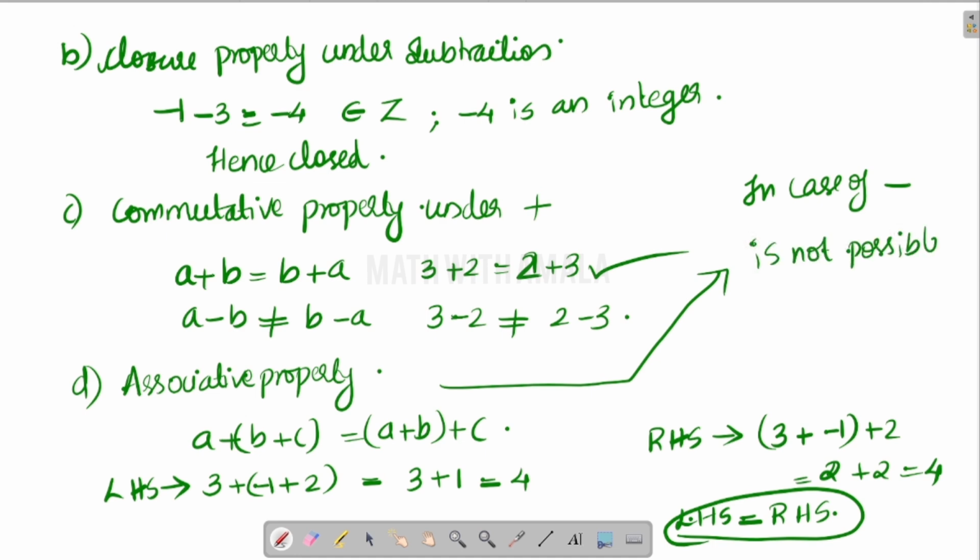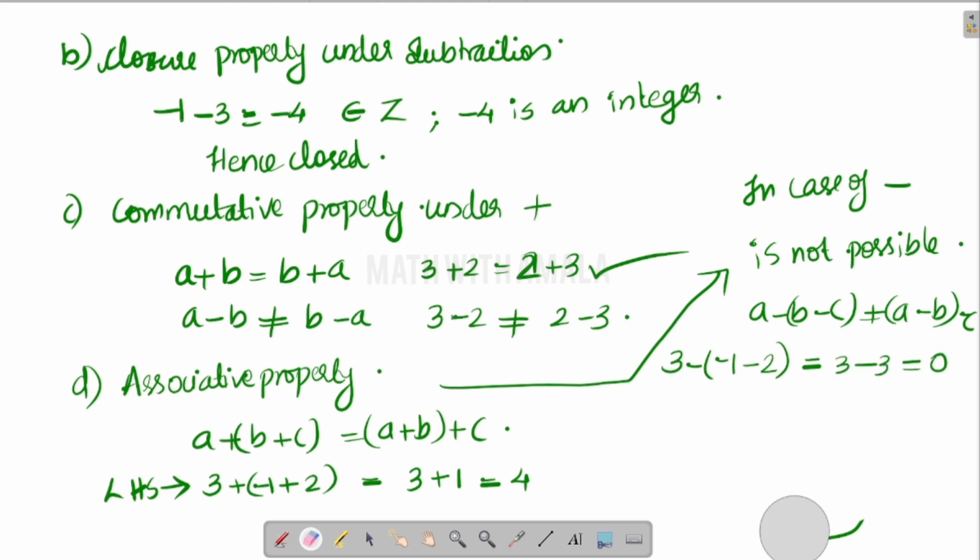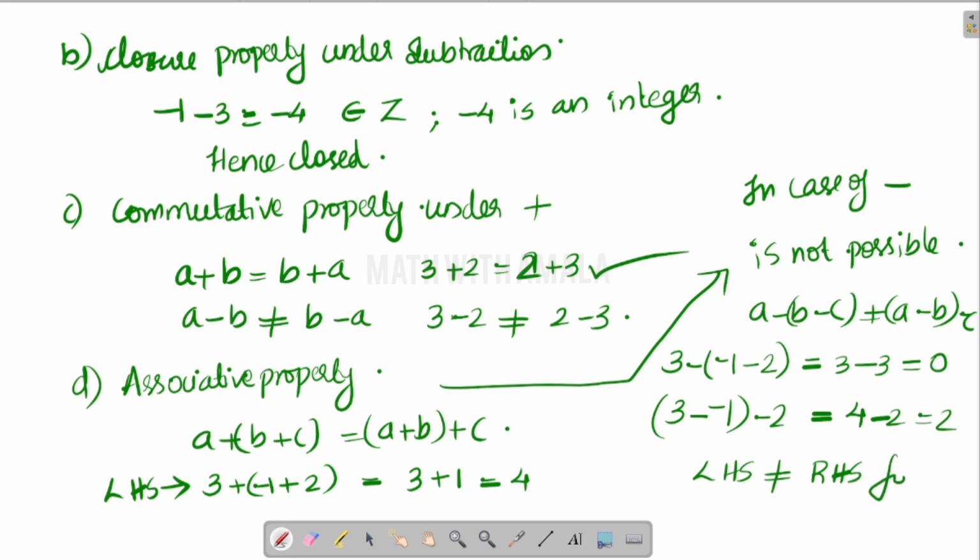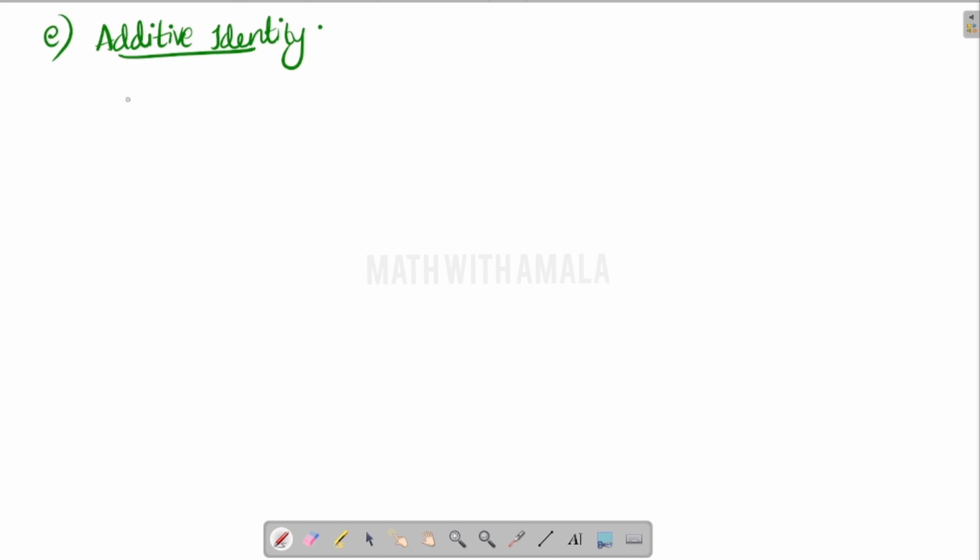So, if we have subtraction instead of addition, it is not possible. Let's see. a minus (b minus c) is not equal to (a minus b) minus c. So, the proof is given with an example. Let us take 3 integers and just subtract them using the associative property. 3 minus (minus 1 minus 2). So the bracket minus 1 minus 2 will be done first, that is minus 3. So 3 minus 3 is equal to 0. This is the LHS. Now let's do the RHS. (3 minus minus 1) minus 2. So 3 minus minus 1 is 4. 4 minus 2 is 2. So LHS is not equal to RHS. 0 and 2 are not equal. So this is not possible. That is, associative property is not possible for subtraction.